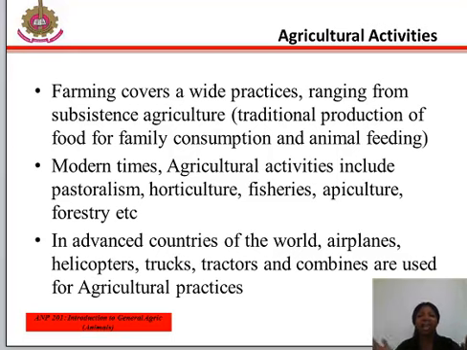In the advanced countries of the world, they make use of airplanes, helicopters, trucks, tractors, and combines for agricultural practices, which involve seeding, spraying operations for insect and disease control. They also use them in harvesting, ear topping, dressing, and transportation of perishable products.